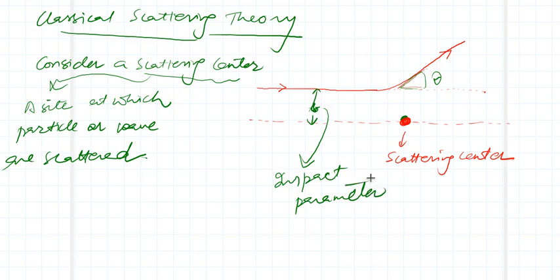So what is this impact parameter? It is the perpendicular distance between this line and this line. It's the actual path, if the scattering center is not there. Let us try to see how this impact parameter and the angle are related to one another.